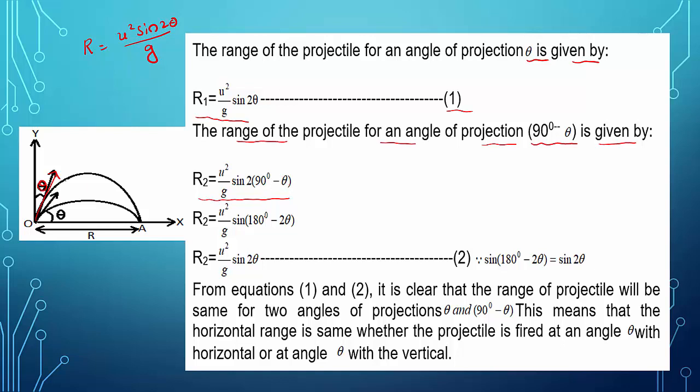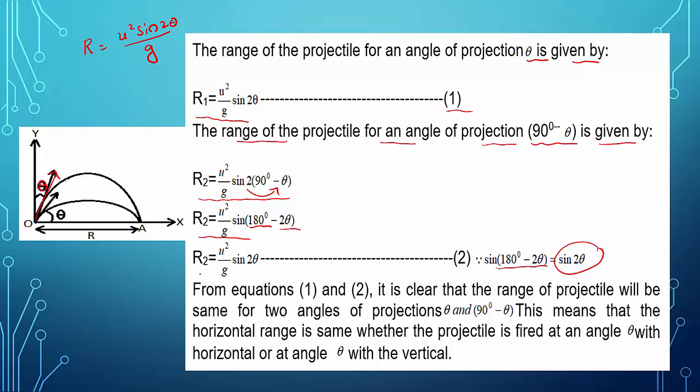Or this equation can be written as R2 equal to u square by g. Keep as it is. Sine of 2 into (90 minus theta): 2 into 90 is 180, 2 into theta is 2 theta. Let us multiply 2. So we will get R2 equal to u square by g into sine of 180 minus 2 theta. We know that sine of 180 minus 2 theta is equal to how much? Sine 2 theta. You studied in mathematics, you can remember this equation. Sine of 180 minus 2 theta is equal to sine 2 theta.